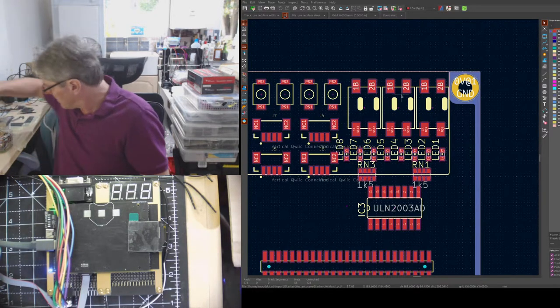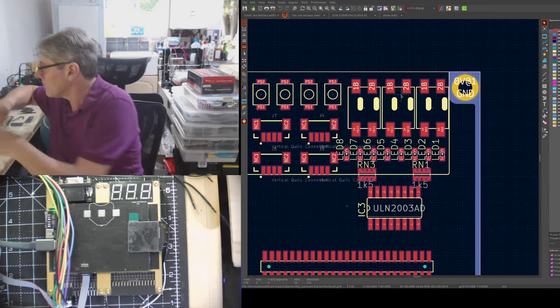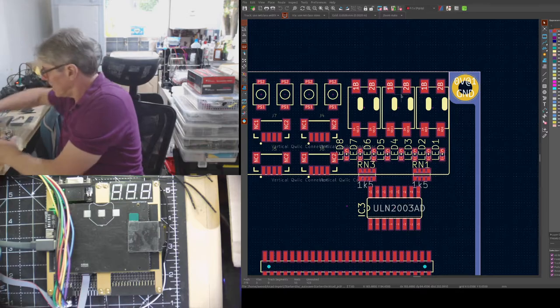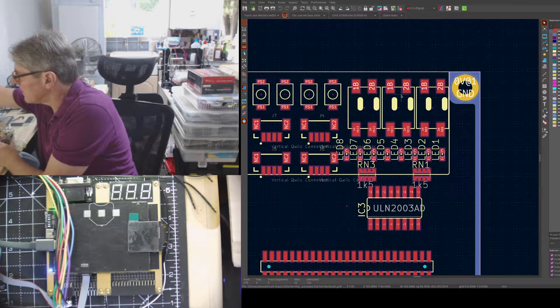I need to tidy up a bit more in here. Apologies, folks.